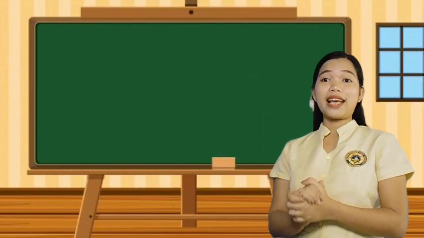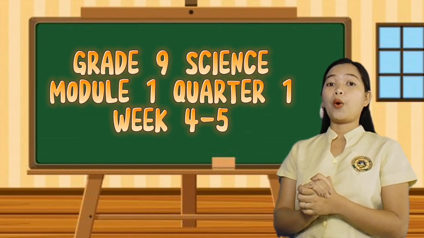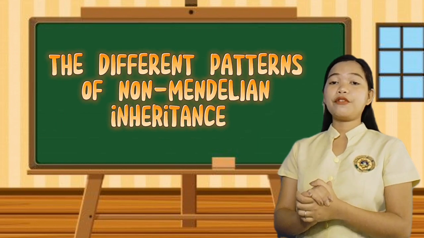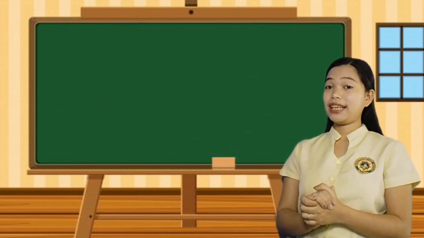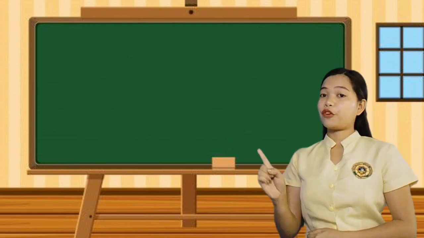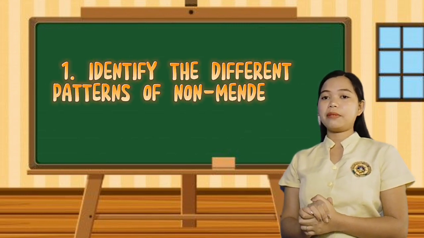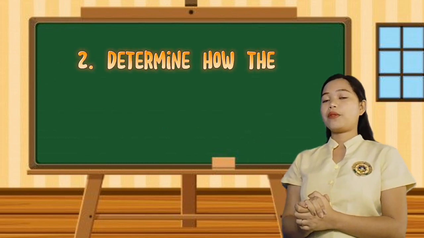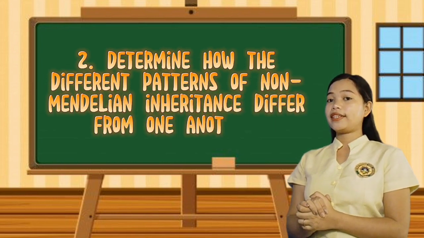For today's video lesson, we will discuss Grade 9 Science, Module 1, Quarter 1, Week 4 to 5, the different patterns of non-Mendelian inheritance. Specifically, we will discuss the following objectives. First objective, identify the different patterns of non-Mendelian inheritance. Second, determine how the different patterns of non-Mendelian inheritance differ from one another.